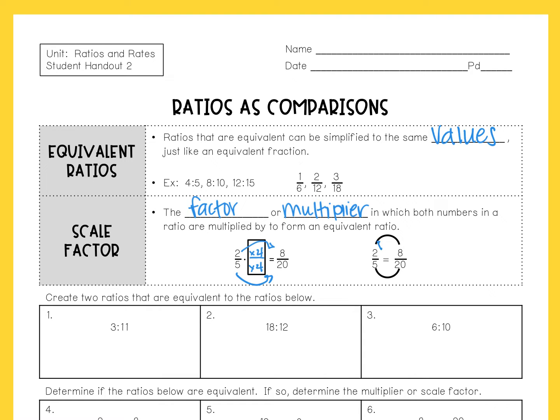Just like before, 2 times 4 is 8. And if I do it to the top, I also have to do it to the bottom. And 5 times 4 is 20.